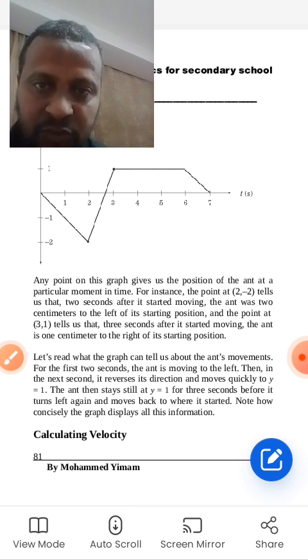So let's read what the graph can tell us about the ant's movement. For the first 2 seconds, the ant is moving to the left. Then in the next second, it reverses its direction and moves quickly to y equals 1. The ant then stays still at y equals 1 for 3 seconds.